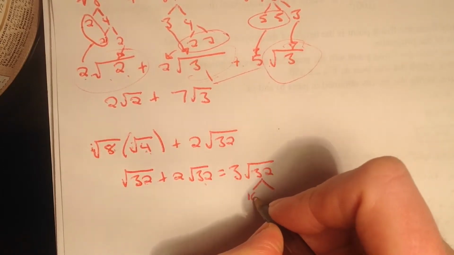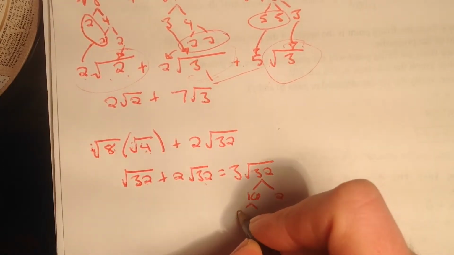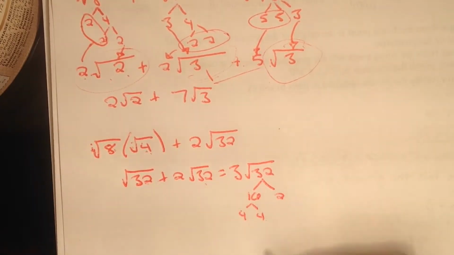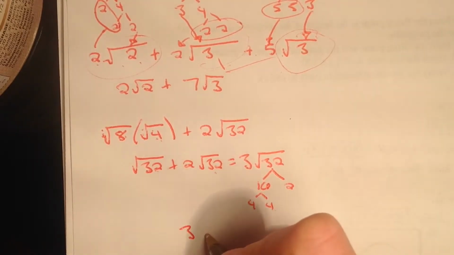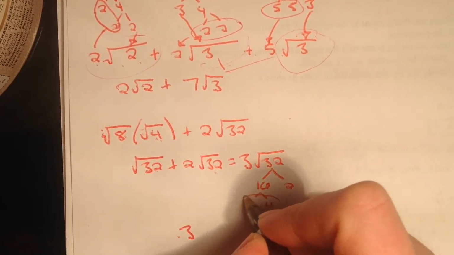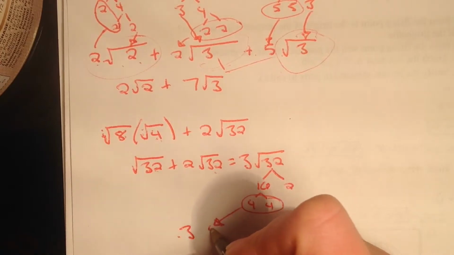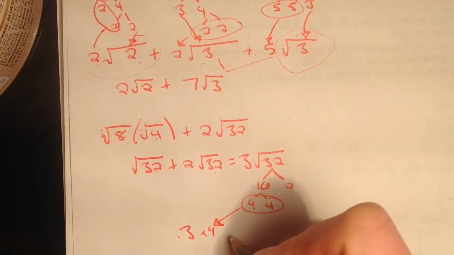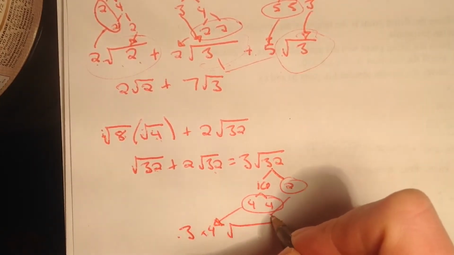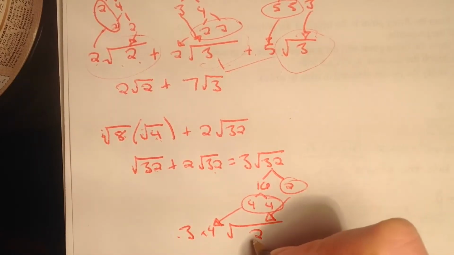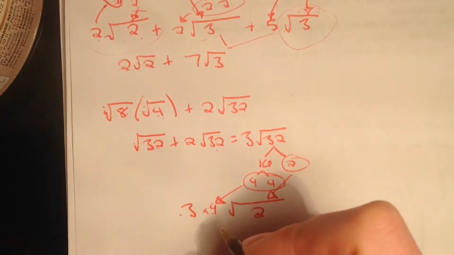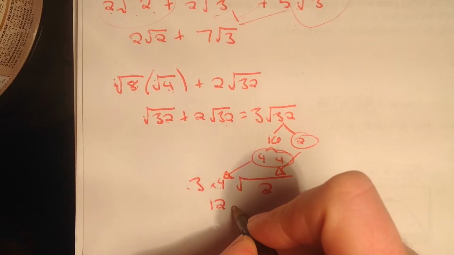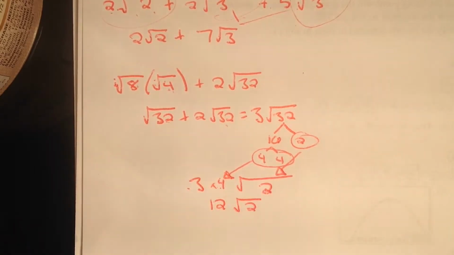Therefore, if we factor tree it, we have 16 times 2, which is 4 times 4. So the 3 stays out front. A pair of 4's brings a 4 out front. And the leftover 2 stays inside. Well, 3 times 4 out front produces a final answer of 12 square roots of 2.